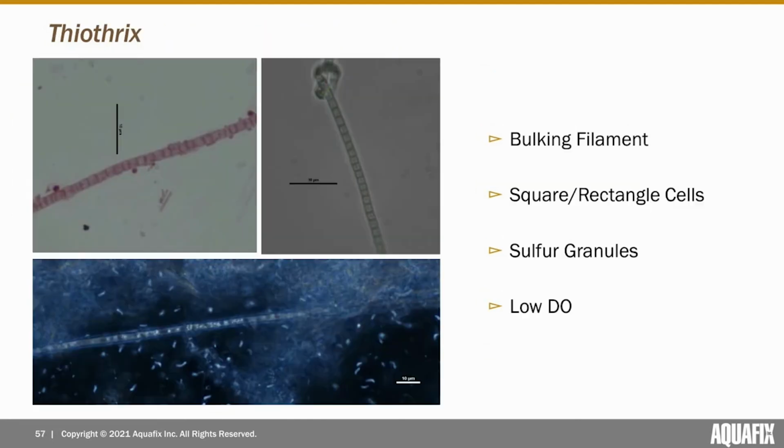Another bulking filament is Thiothrix. Thiothrix thrives in systems that have low levels of dissolved oxygen, and it's categorized into two different groups, Thiothrix 1 and Thiothrix 2. The main difference being Thiothrix 1 is slightly wider. Because of this and their shared genus, these filaments are usually grouped together. Thiothrix has square to rectangular shaped cells that can store sulfur granules. However, they may not always have them, making identification a little more difficult.